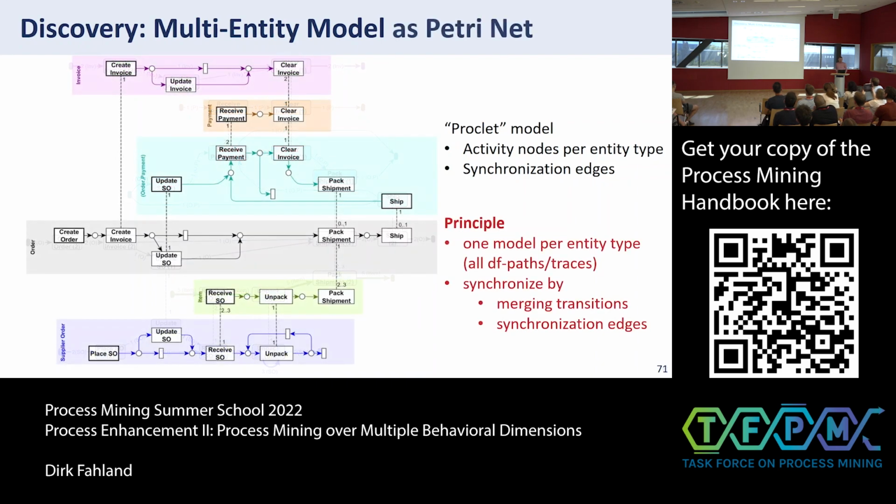And also translate this into a Petri net. Then this is called a proclet, where the transition occurrences synchronize on entities that do a step together. The principle is always the same. You have one model per entity type, by aggregating or discovering a model over the directly follows paths of all the entities of that type. And then you either fuse them together, then you get object-centric Petri nets, or you keep them apart with synchronization edges, then you get proclets.